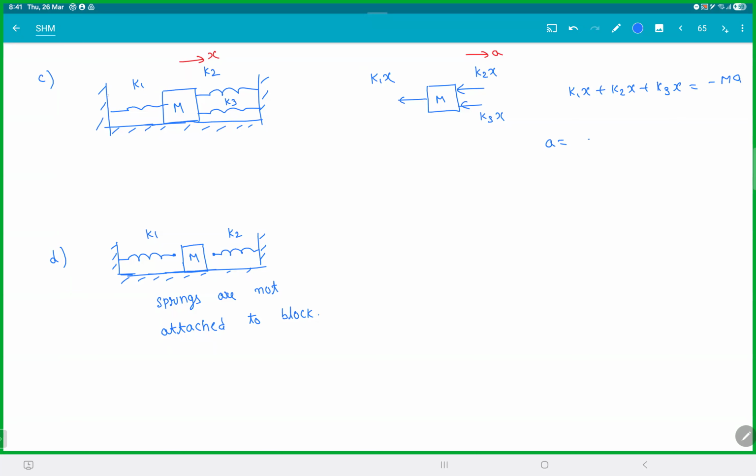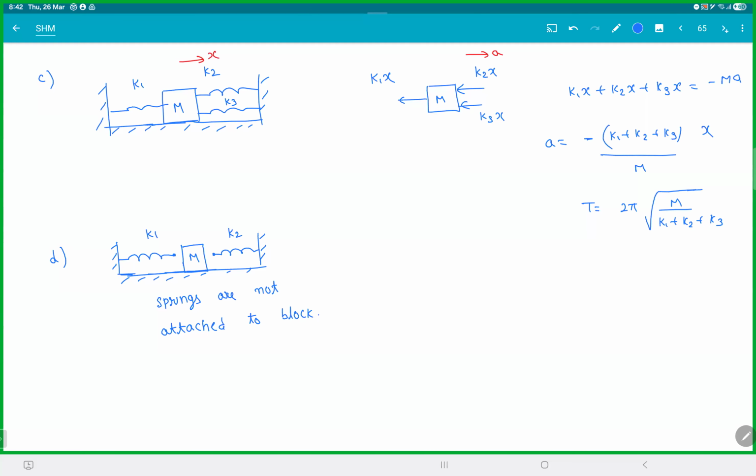Think about this. This K1 spring, if I take it from here and keep it on the right hand side, does it make any difference? So K1 is not in series, K1 is also in parallel. So this would be K1 plus K2 plus K3 by M into X. That's your omega square. The time period is root over M by K1 plus K2 plus K3.